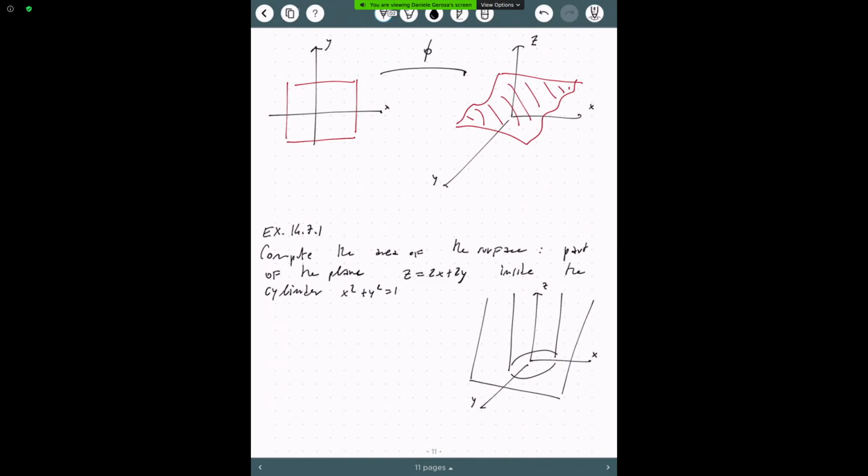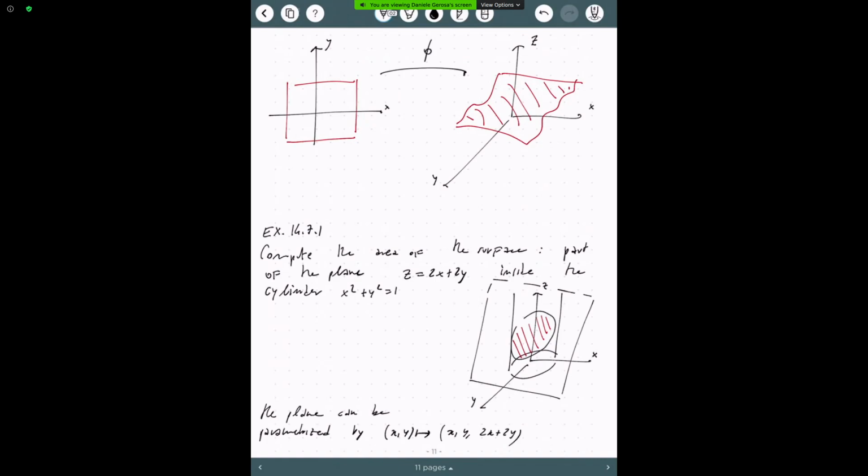So we have this intersection here, and this intersection will be some sort of, I guess, ellipse between this plane and the cylinder, right? So this surface that we have is a plane, right? And then we have to find out what's the area of the red part. So the plane can be parametrized by essentially a map that sends (x, y) into (x, y, 2x plus 2y), right?